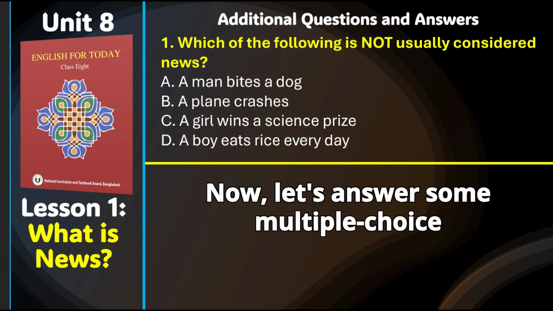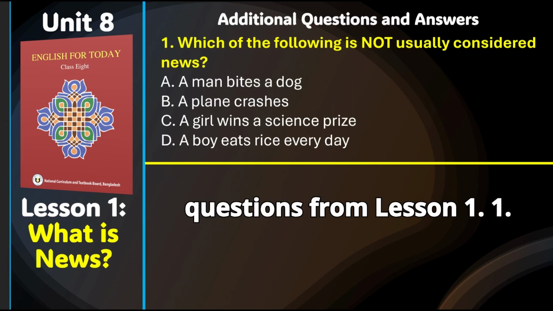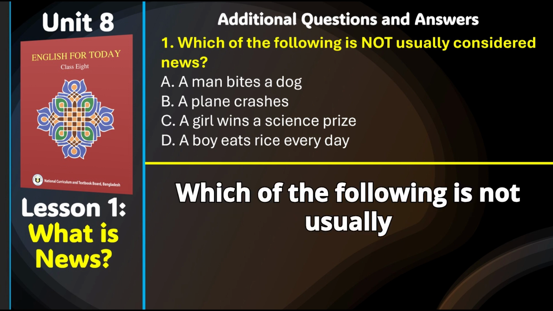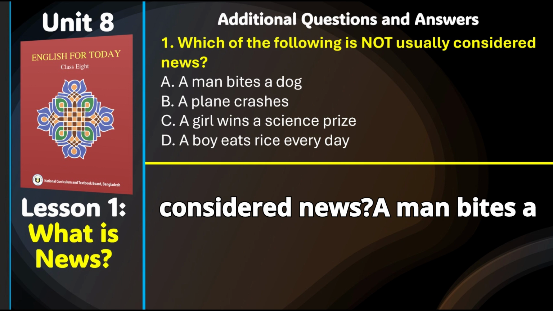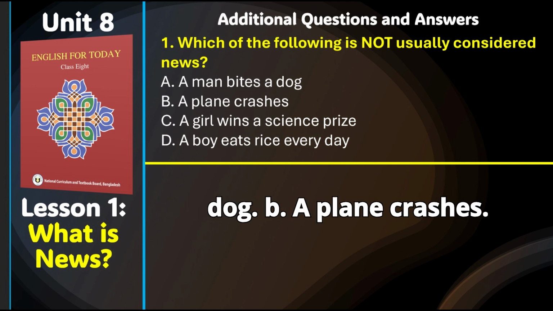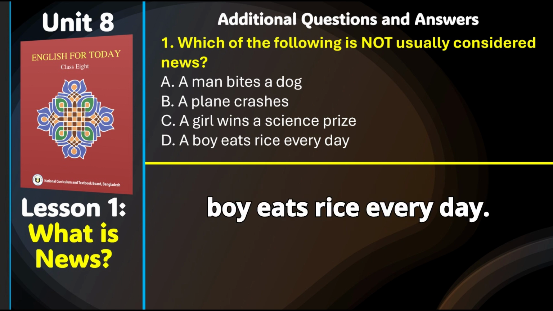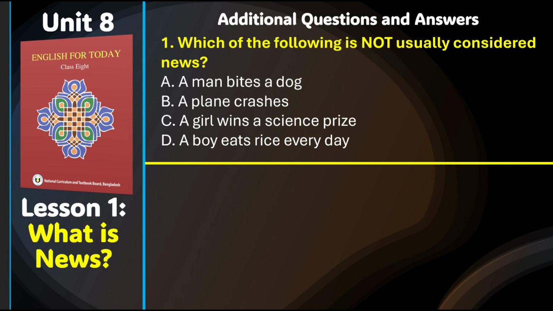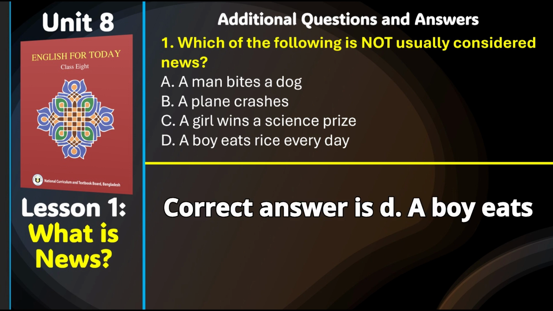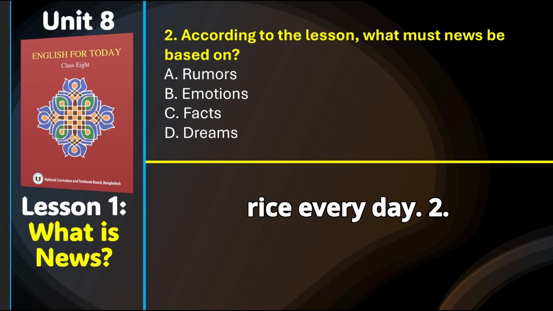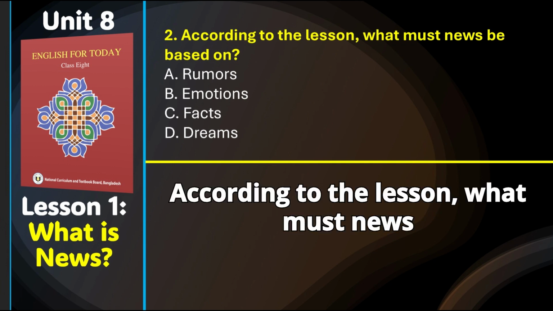Now, let's answer some multiple-choice questions from Lesson 1. 1. Which of the following is not usually considered news? A. A man bites a dog. B. A plane crashes. C. A girl wins a science prize. D. A boy eats rice every day. Correct answer is D. A boy eats rice every day. 2. According to the lesson, what must news be based on?